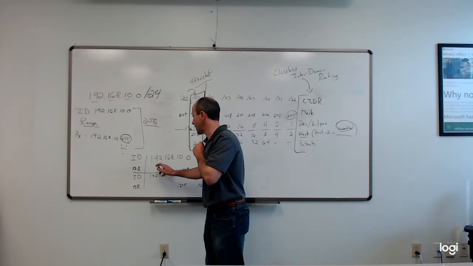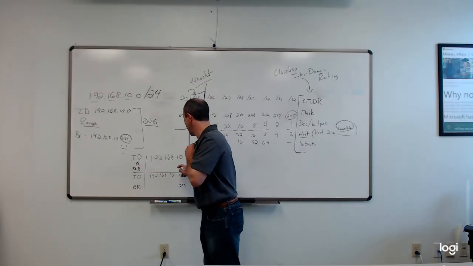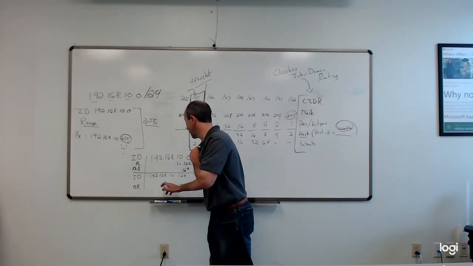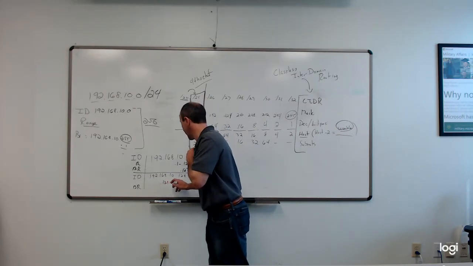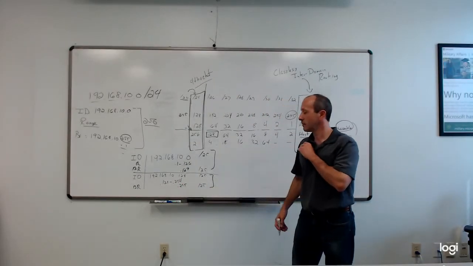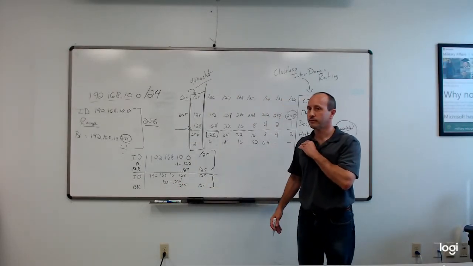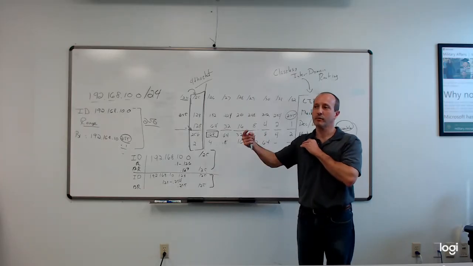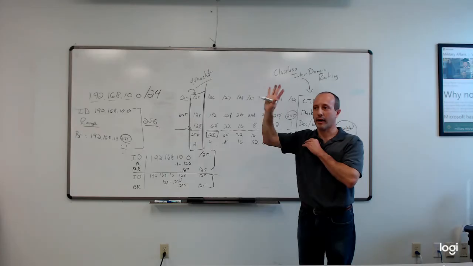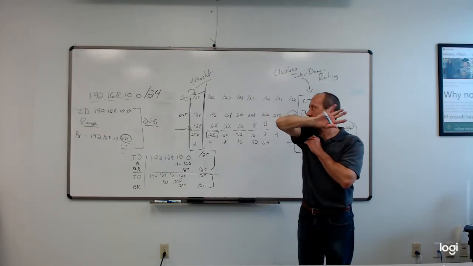So my range of addresses is .1 through .126, .129, 254. Network ID, broadcast, range, CIDR, mask. I got all 5 things. And I found them in my chart.